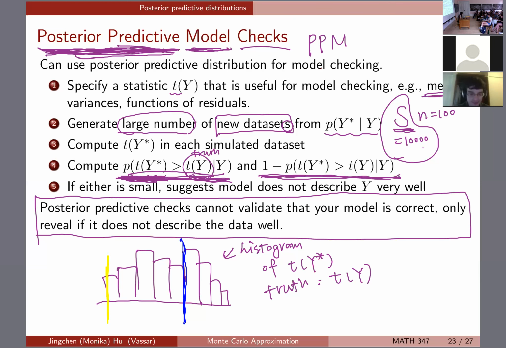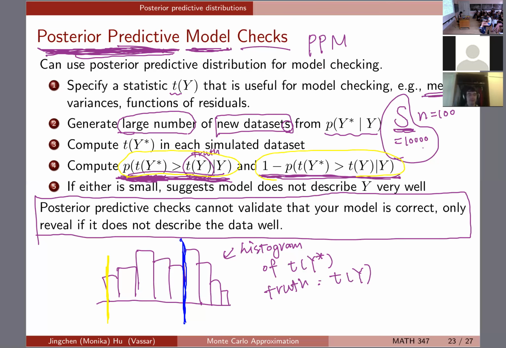Because we're generating the new sets of data based on the posterior predictive distribution, and every time we return the mean, I realize that if it's the blue one, the truth is not that far away from the majority, while for the yellow one, it's very far away from the majority. Okay, so this Q probability is trying to help us capture anything like the yellow ones over here.